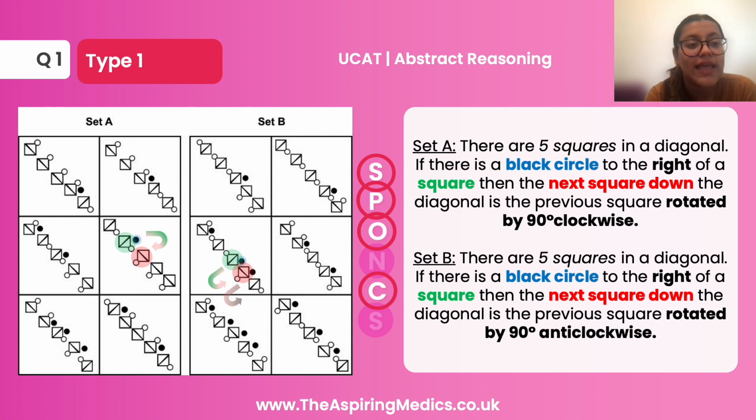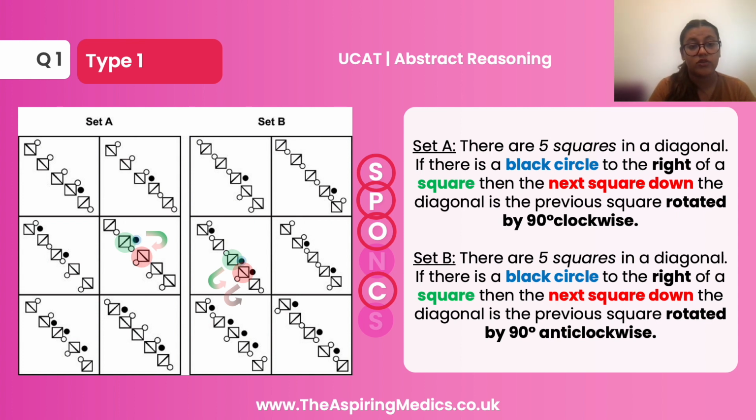So you can see that all of these circles are to the right of the diamond, and then after the black circle is here, it's rotated and the circle is now at the bottom. And if you see that in any of these squares, the same rule applies. So the easiest way to identify this rule is to look at the simplest box.